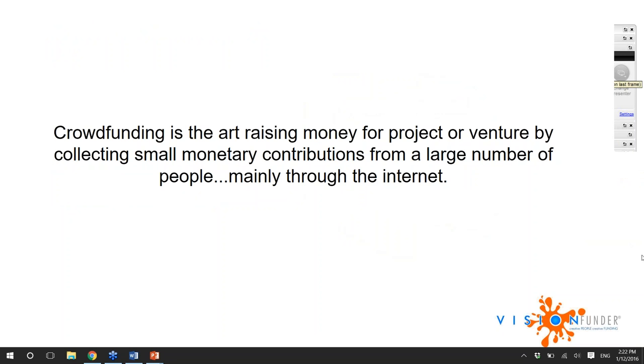So what is crowdfunding? We saw what it's not, so what is it? It's the art of raising money for a project or a venture by collecting small monetary contributions from a large number of people, mainly through the internet. And I say mainly, and you'll see why in a bit.